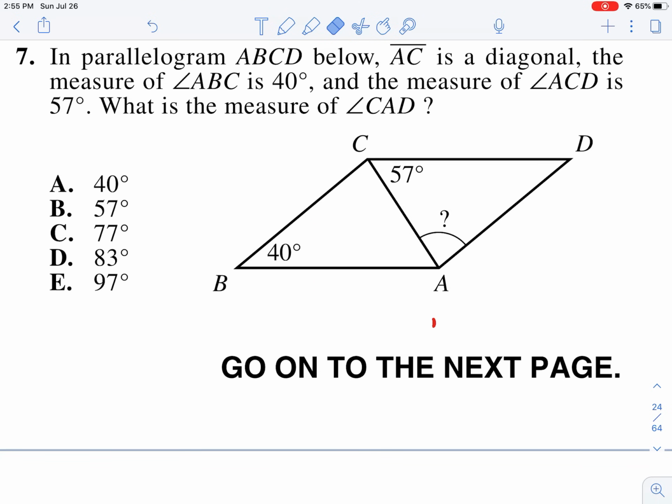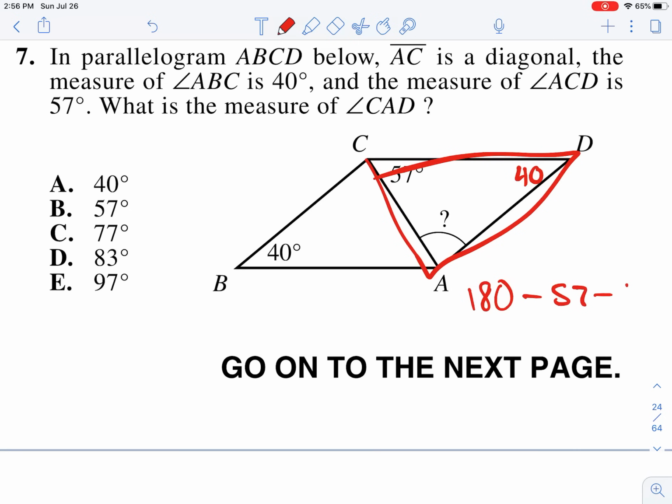So for that reason, we can make this equal to 40. And then we can just see this as a triangle and solve this triangle here. So we'll have 180, which is the total number of degrees that make up a triangle on the inside. Then we subtract 57 and we subtract 40 to get our final value, whatever that is. I believe it's 97 maybe, or 83. I think it should be 83. Let me just double check that. Minus 40. Yeah, it is 83, which is D, which is the answer.